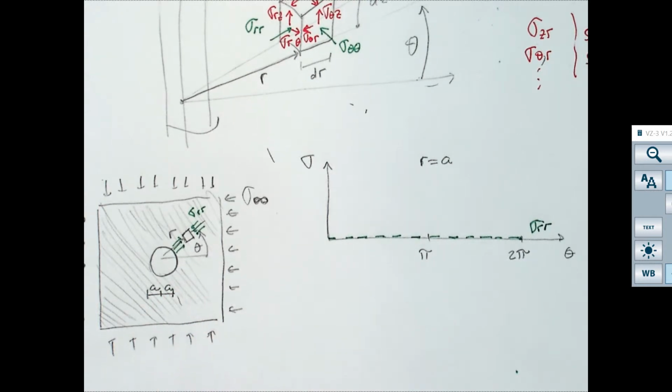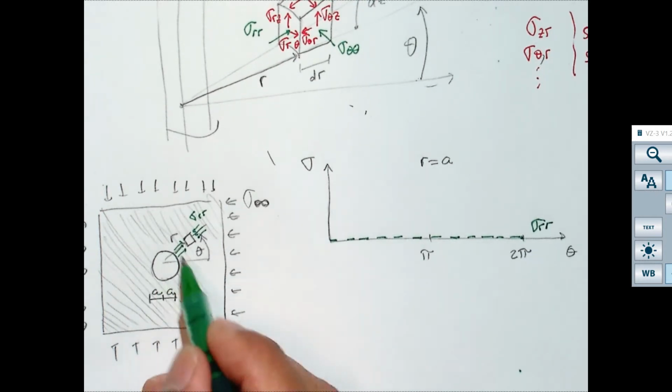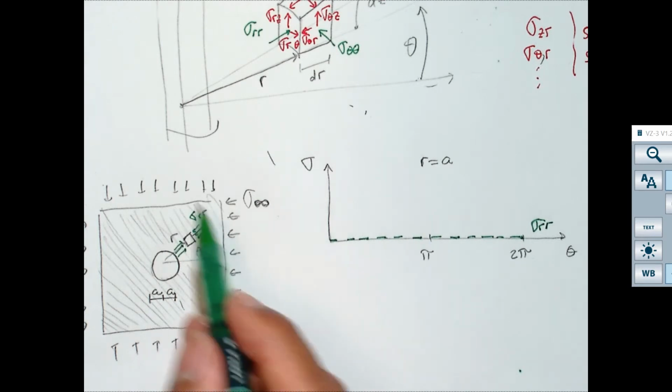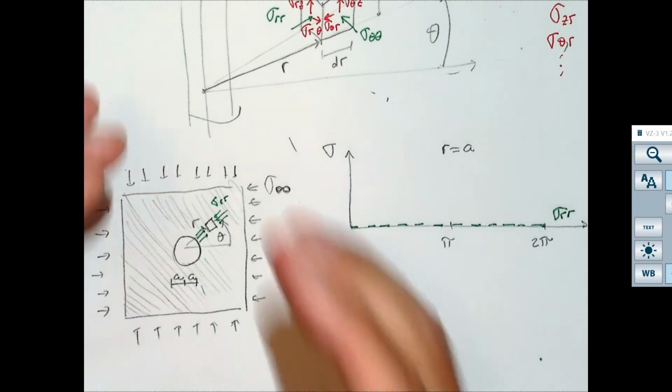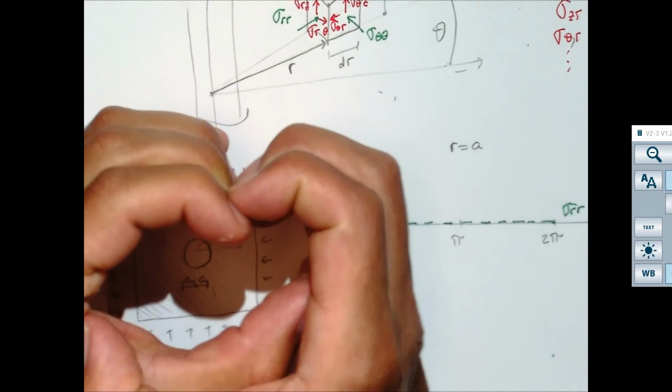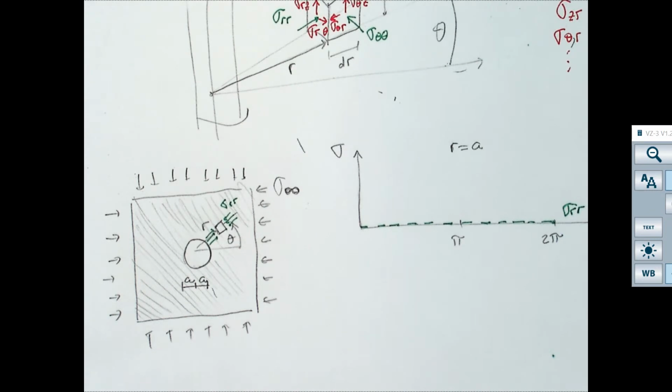But what about sigma theta theta, the hoop stress? You're adding compression from all sides. First of all, let's go by discarding some solutions. Do you expect tension around the wall of the wellbore? You're compressing all of this like that, right? So do you expect tension? No. Do you expect the hoop stress at this position to be 0?